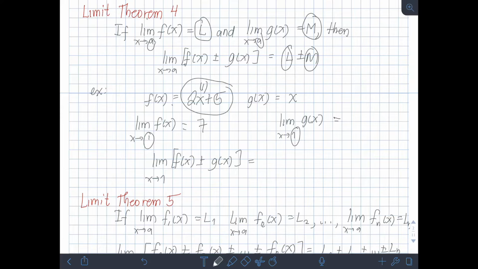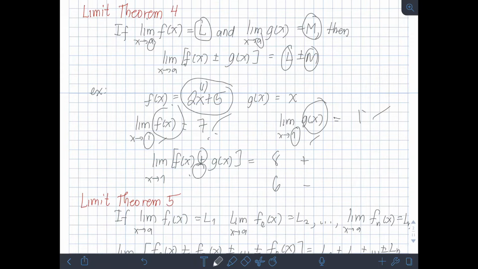So, therefore, limit of g of x as x approaches 1 is 1. Okay? So, since pareho yung ina-approach na value ng x nila na 1, pwede natin silang pag-addin as one limit, and then yung magiging sagot natin ay yung sum ng limit nila individually na 7 tsaka 1. So, therefore, yung limit of f of x plus minus g of x as x approaches 1 is, so kung plus muna, i-add natin yung 7 plus 1 is 8. So, kapag minus naman, isusubtract natin yung 7 minus 1 is 6. Okay, so ito yung plus, ito yung minus.